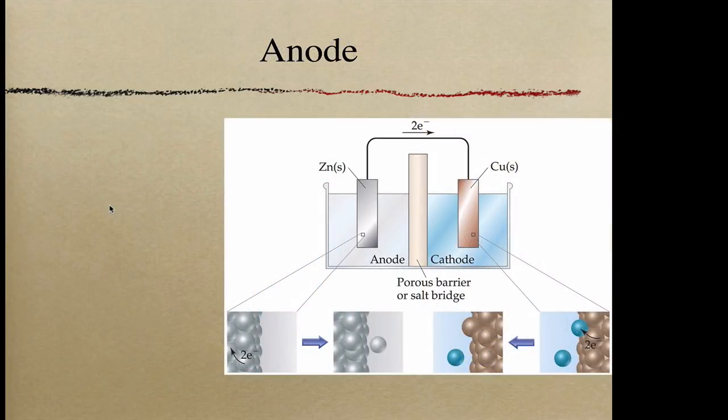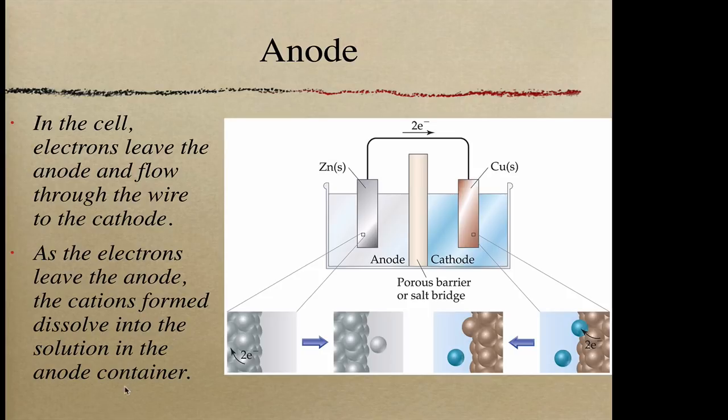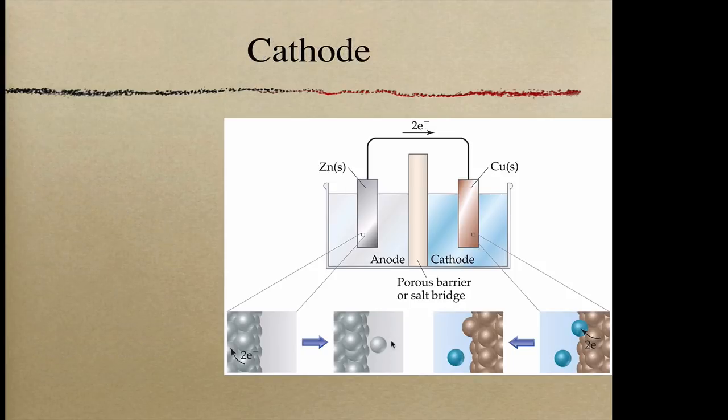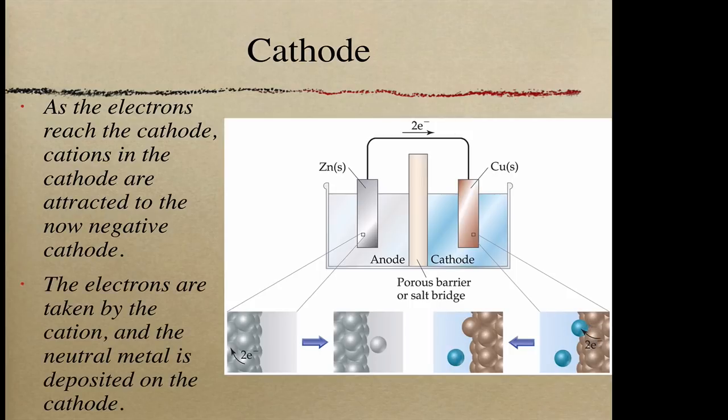Reminders at the anode. What is special about the anode? Electrons leave the anode and flow through the wire to the cathode. As the electrons leave, the cations go here and dissolve into ions. In our cathode, electrons are coming to it, so as a result, the ions actually attach and become solid. And that's our cathode side.